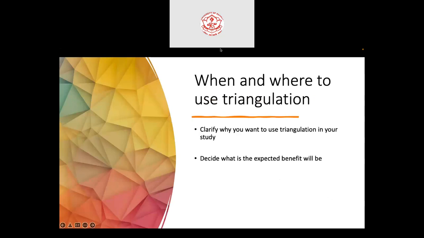So when and where to use triangulation? Clarify when you want to use triangulation in your study. That is a very important thing. Decide at what time you can use triangulation, and what the expected benefit will be. What are you expecting from using triangulation? We cannot use triangulation simply; the situation must essentially require it. Only then can we use the triangulation method.